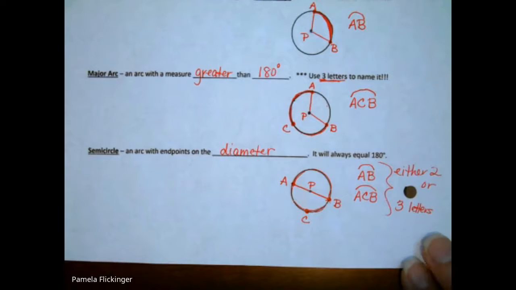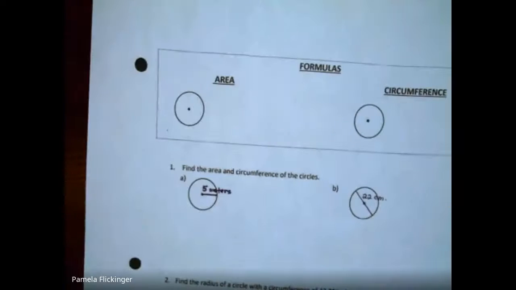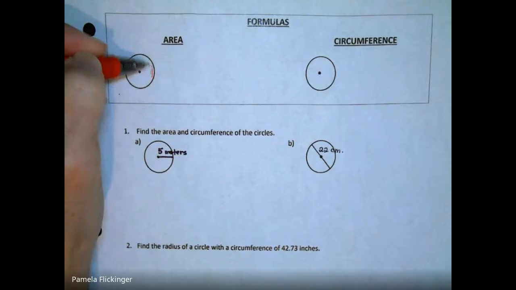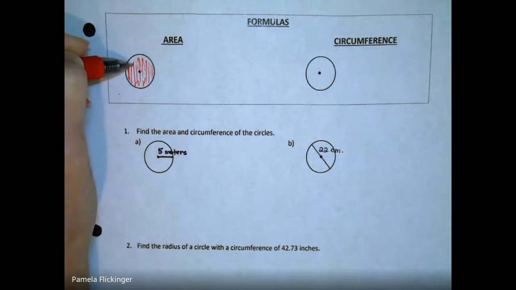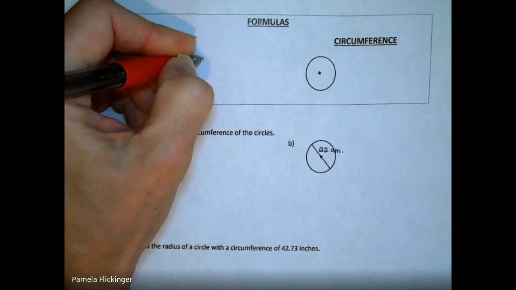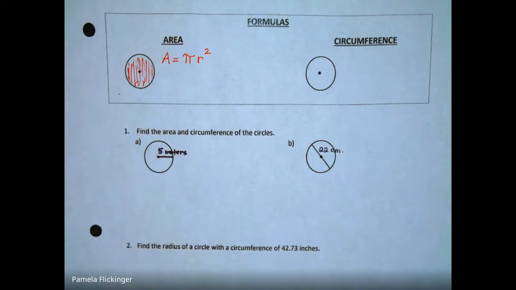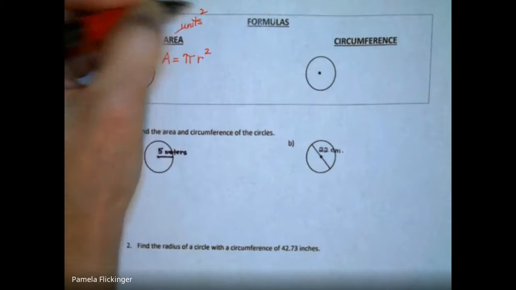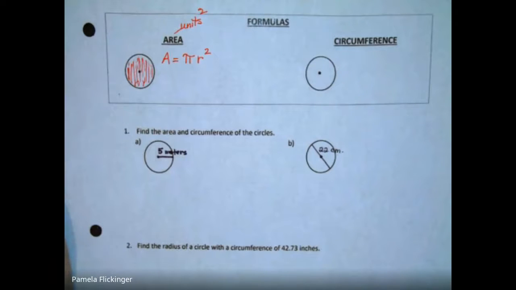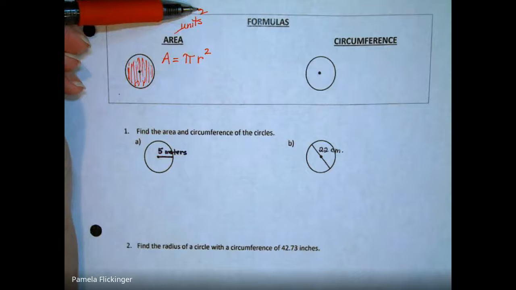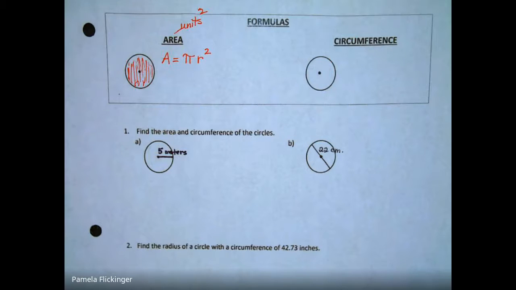Let's talk about area and circumference. All right. Area of a circle is obviously all the space inside a circle. That's what we're talking about. The formula for area is pi times the radius squared, pi r squared. Remember with area that the units are always squared, so if it's feet squared, inches squared. That helps me remember that the formula has the r squared, and since area is always squared, that helps me keep my formula straight.